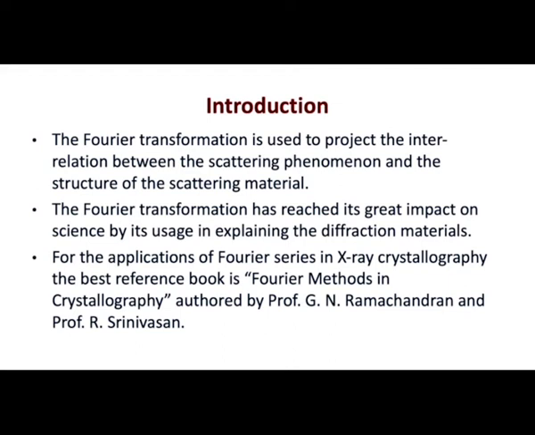Let us first introduce what we mean by Fourier transformation. Fourier transformation is used to project the interrelation between the scattering phenomena and the structure of the scattering material. Already you know what we mean by X-ray diffraction in X-ray crystallography. The smallest unit is a unit cell in which molecules made up of atoms lie. When you splice the unit cell in the three directions, we get thousands of planes, and when X-rays fall on these atom-containing planes, the electrons in these atoms interact with the X-rays. That is known as scattering, or in particular diffraction. So what we measure from experiment is the diffraction intensities.